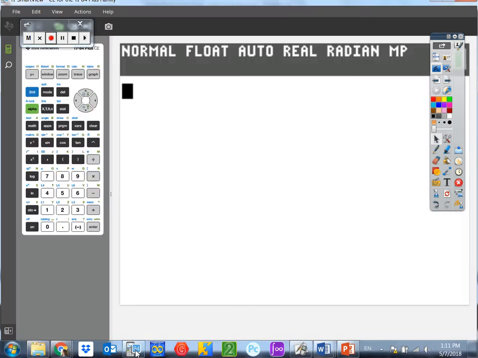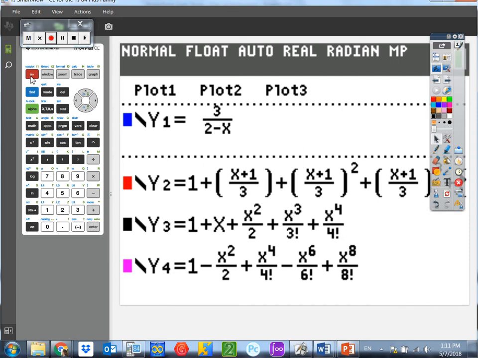Okay, so we go to y equals and see how I have right here. Here's my function, 3 over 2 minus x. Remember how we get those fractions? We do alpha y equals enter, and that gives us the fraction bar. And then here is my series right here.